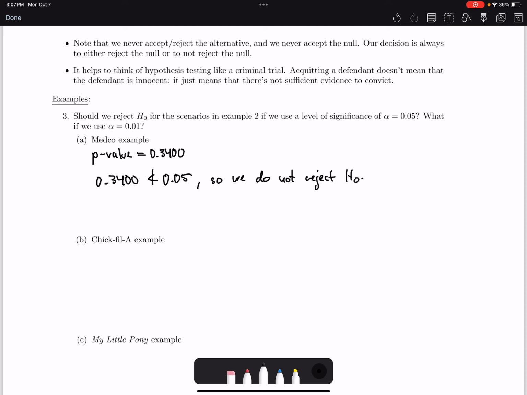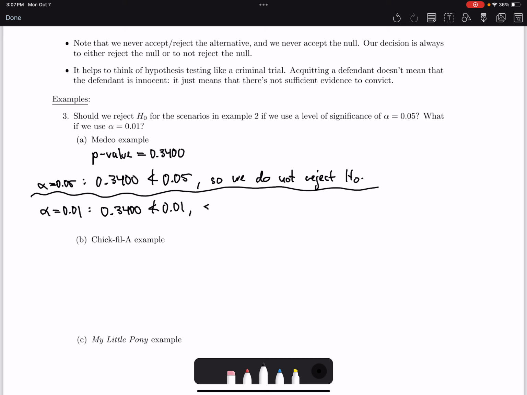This is if we're using alpha equals 0.05. If, on the other hand, the researchers had decided that we wanted to use alpha equals 0.01, well, then our case is even worse, right? 0.3400 is definitely not less than 0.01. So again, we would not reject the null hypothesis.